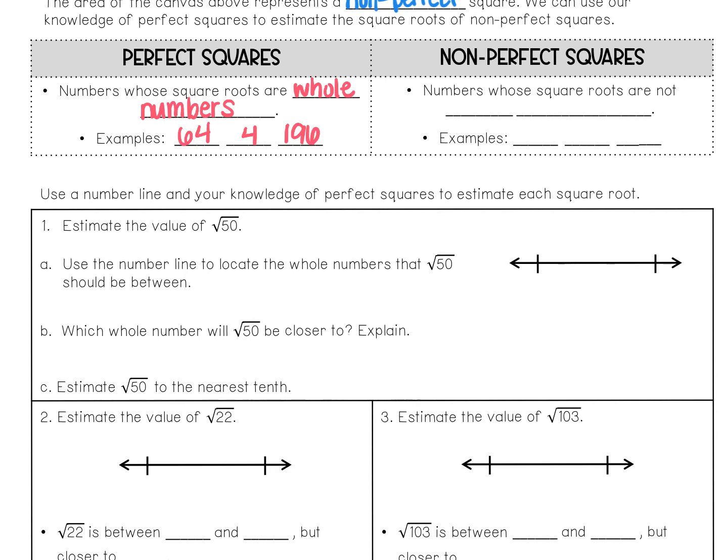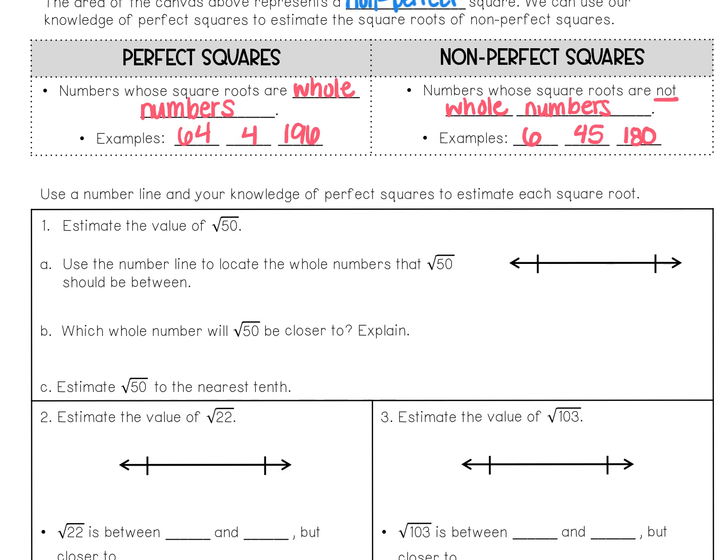Those are whole numbers. Non-perfect squares are numbers whose square roots are not whole numbers. So they'll be irrational numbers, like the square root of 6, for example, is not a whole number. The square root of 45 is not a whole number, or 180. There's no whole number that I can multiply by itself to achieve the number 6, or the number 45, or the number 180.